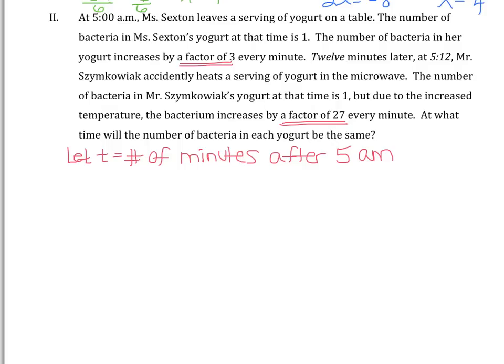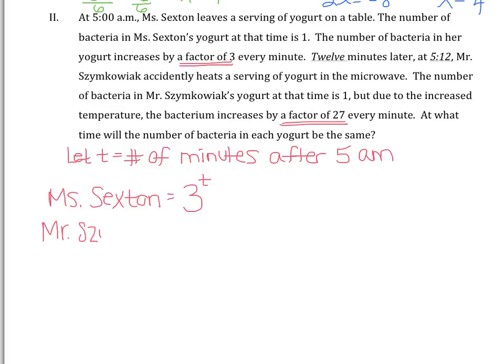Next, let's look at Miss Sexton's yogurt. So she starts with 1 bacteria, and it increases by a factor of 3. So we know since we're multiplying by 3, that's going to be our base. And since Miss Sexton's yogurt starts at 5 a.m., this is going to be 3 to the power of t. So at 5 a.m., t is 0, 3 to the 0th equals 1. At 5:01, there's 3. So 3 to the first is 3. At 5:02, there's 3 to the second, which is 9.